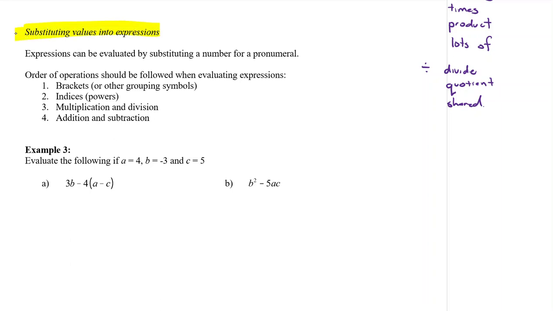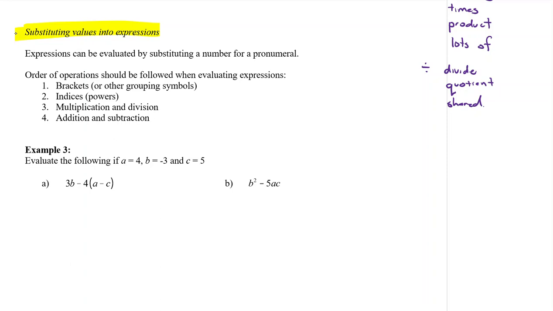All right, next part is substituting into expressions. Now, the A's, B's, C's, X's, Y's, Z's, all those letters that we put in there can represent actual numbers, and sometimes we're told what those numbers are. So this you can see down here, you're told that A is 4, B is -3, and C is 5. Okay, so what we're going to do is substitute these values into our expression.